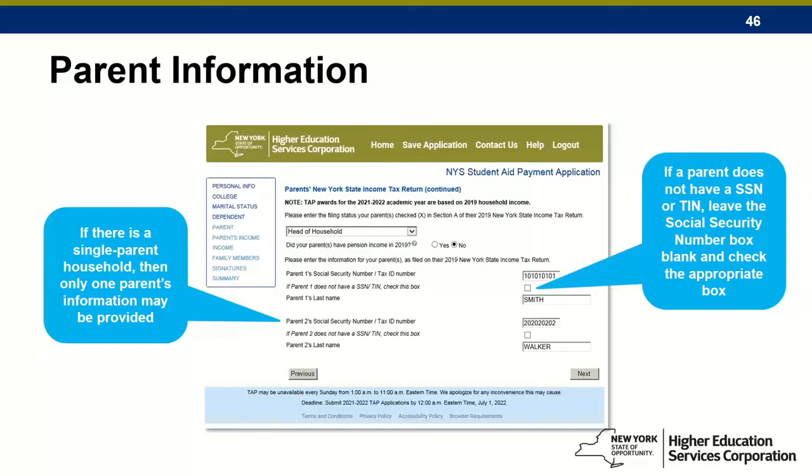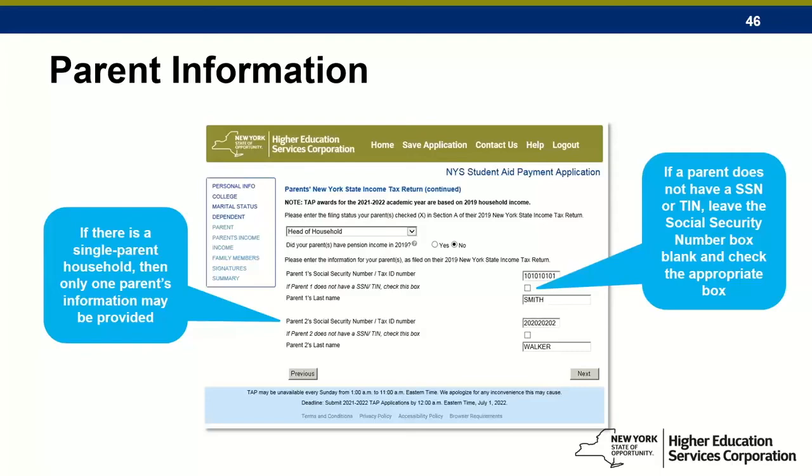If the parent does not have either a social or tax ID, then there's a checkoff box where they're simply going to be able to indicate my parent doesn't have one, and they leave the social security number box blank. Do not put zeros or nines or any other placeholder numbers in the social security number tax ID number box if the parent doesn't have a social. Simply leave it blank and check the box underneath, and that's how you designate to us a parent doesn't have a social.